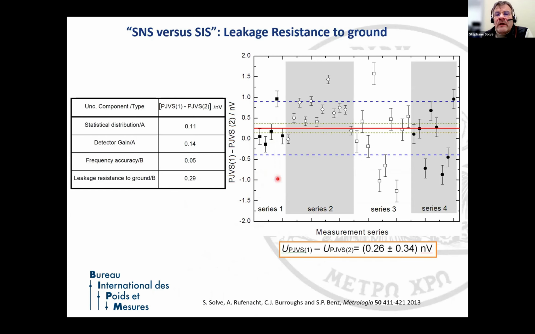The point is not to describe all the technical details about this difference in the series that we see in this graph. This data was taken in a direct comparison between 2 PGBs, and you see that the agreement is pretty nice. This is the average value between all of these points here. We have 0.26 nanovolt with a total combined uncertainty of 0.34 nanovolt. But from the uncertainty budget here, you can see that the major contribution to the total combined uncertainty is coming from the leakage resistance to ground.